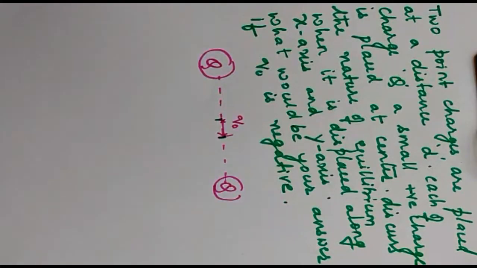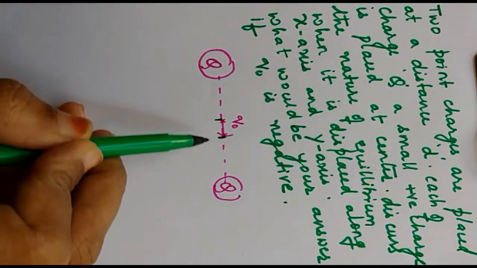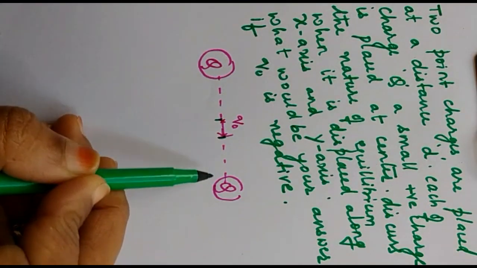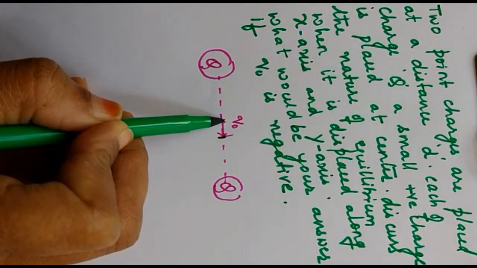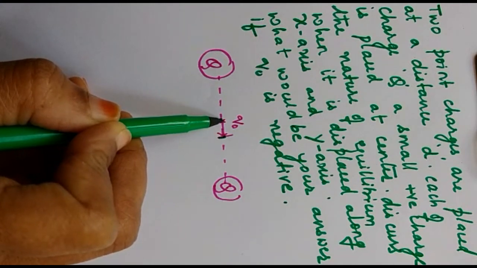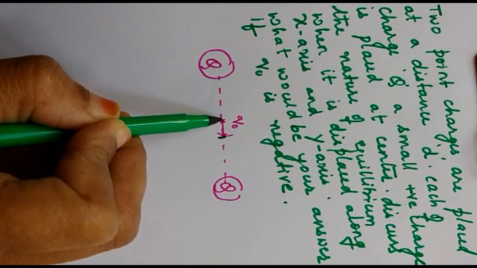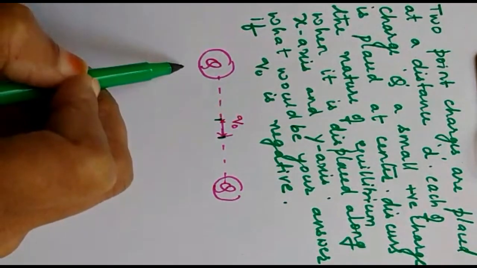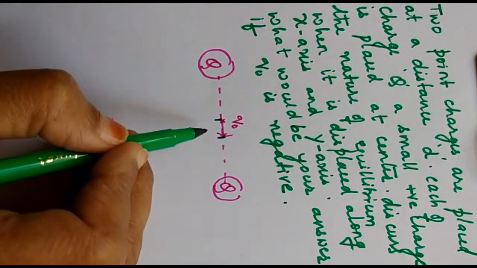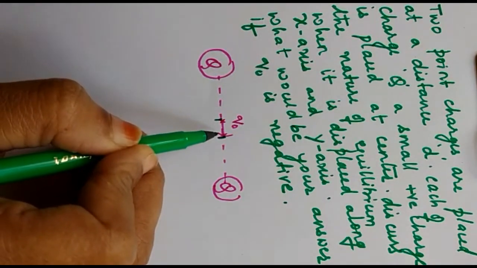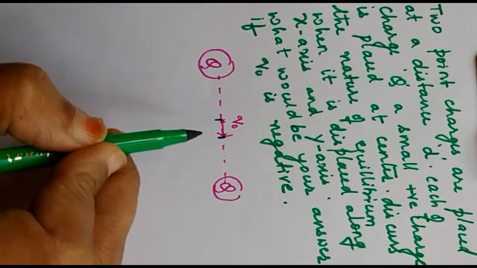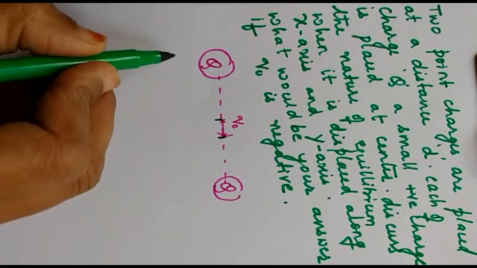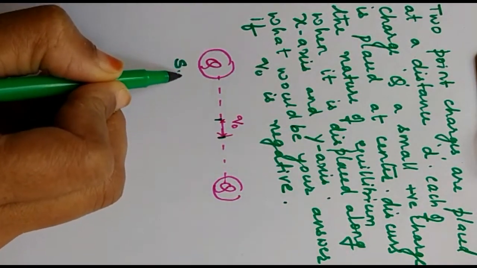Here the question says there are 2 point charges, each capital Q, and a small charge Q0 is placed at the center. What is the nature of equilibrium when it is displaced along x-axis as well as along y-axis? The nature of equilibrium in the sense you have to judge and tell whether it is in stable or unstable equilibrium. When do you say a body is in stable equilibrium?